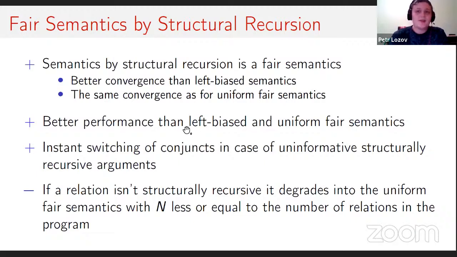To summarize, this semantics is fair, and it has better performance than the left-biased and uniform fair semantics. It instantly switches conjuncts in case of uninformative structurally recursive arguments. But if a relation isn't structurally recursive, our approach degrades to the uniform fair semantics.